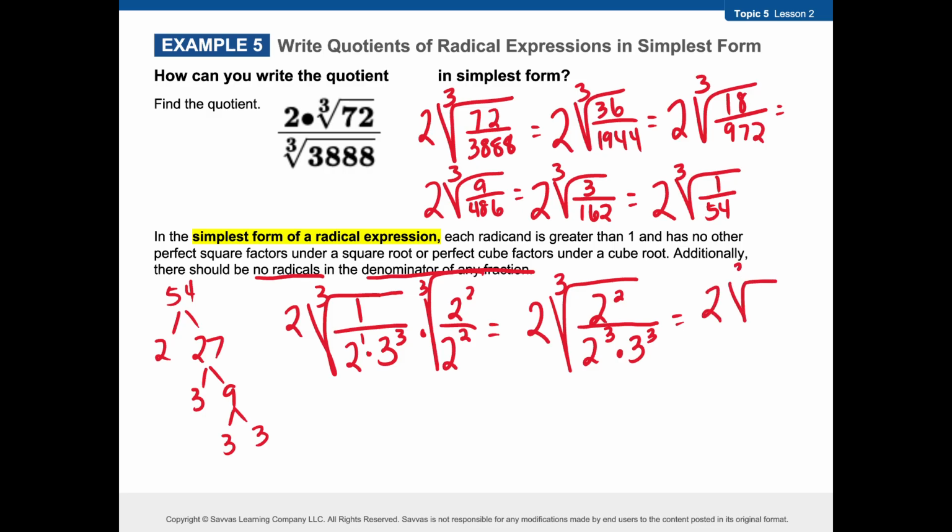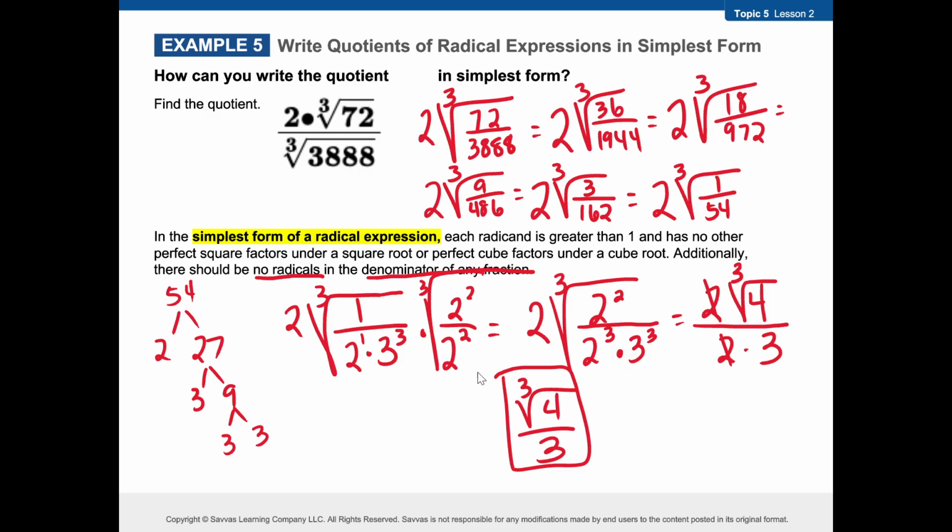So 2 squared is 4. I can't do anything with that. Over a 2 comes out and a 3 comes out. This 2 that was on the top there would cancel out with that 2. So my final answer here would just be, oops, so there's only one radical now. The cube root of 4 over 3 would be a final and complete answer.